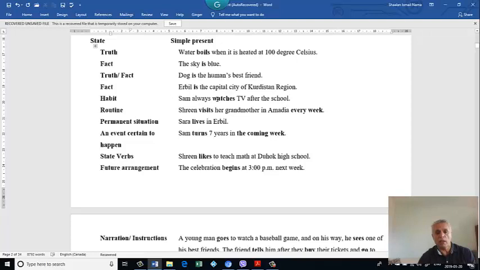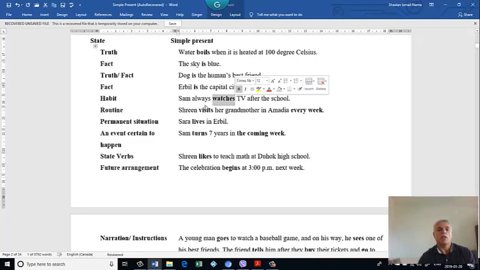When we talk about habit, Sam always watches TV after school. Then we talk about routine. Shireen visits her grandmother in Amedi every week. Or a permanent situation. Sarah lives in Erbil. Then an event certain to happen. Sam turns 7 years old in the coming week. Or sometimes we have a state verb. Shireen likes to teach math at Duhok High School.